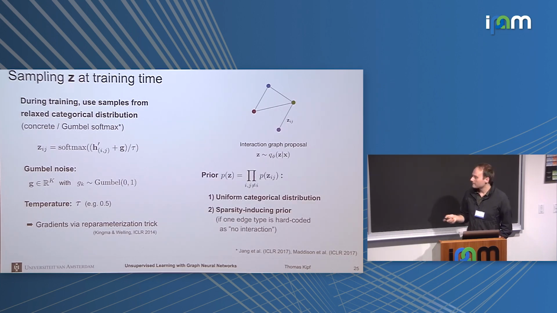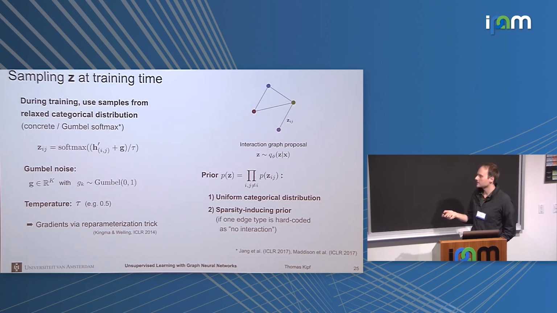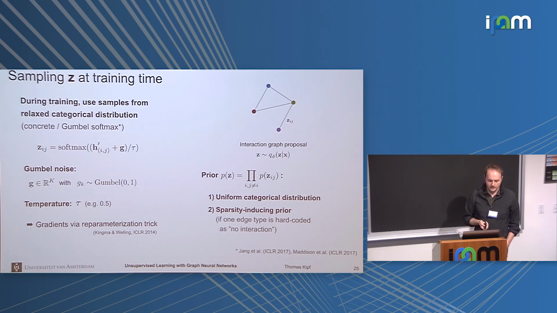And then we can also put a prior on these edges, and we explored a couple of different priors. Essentially we ended up choosing either a uniform distribution, if we don't know much about how the edge types should look, or a sparsity-inducing prior. Whenever the model predicts the first edge type, this means that there's no edge between two nodes. So you can hard code one edge type as no interaction, and then put a large weight on the prior for this no interaction edge, and essentially you get a sparsity-inducing prior.